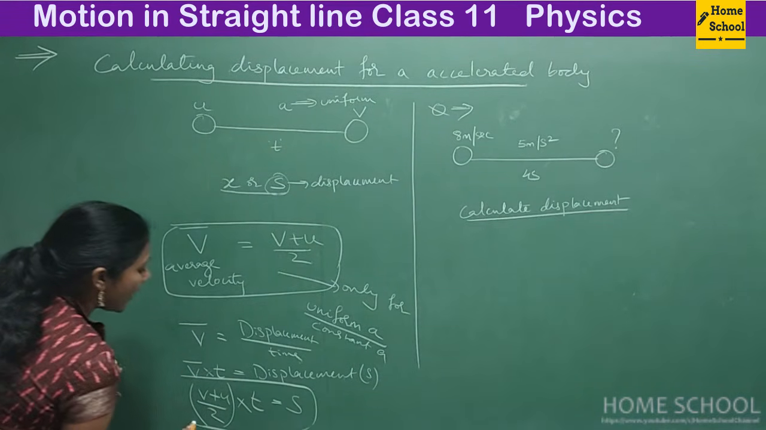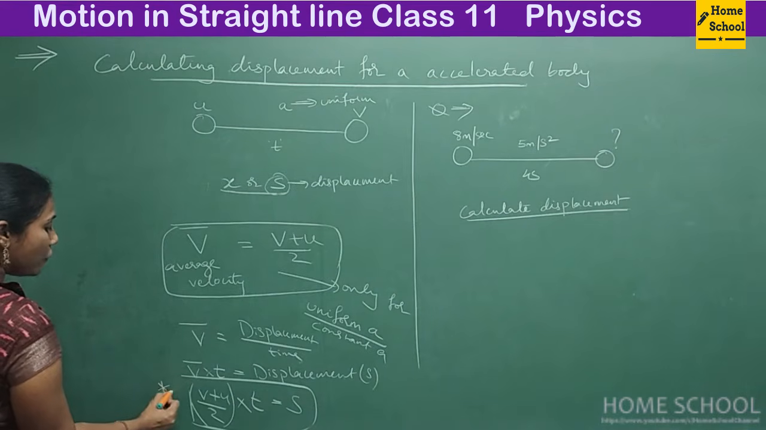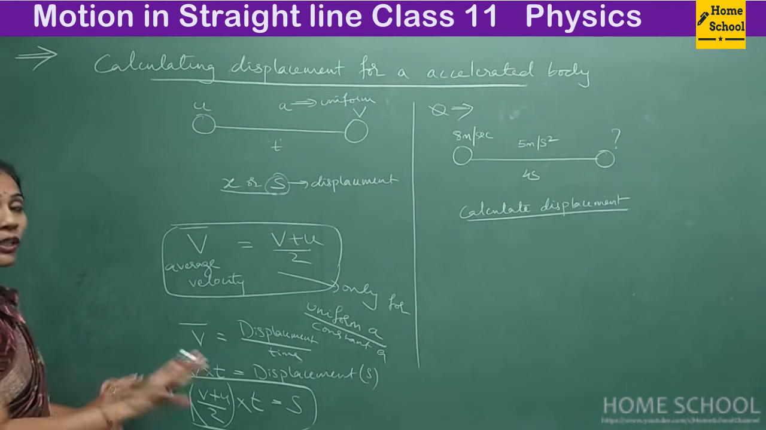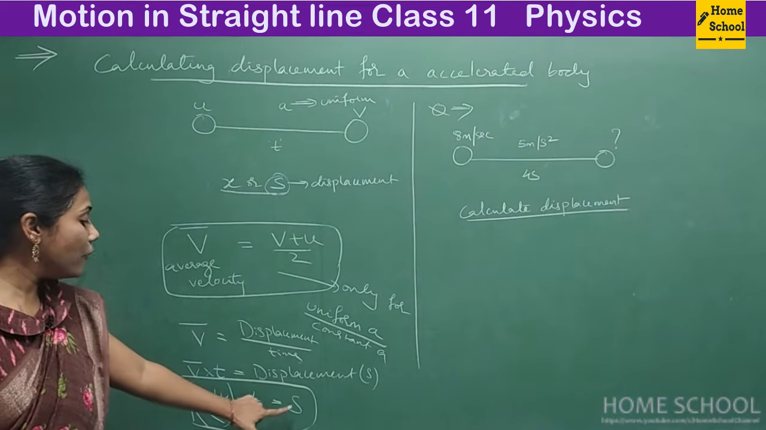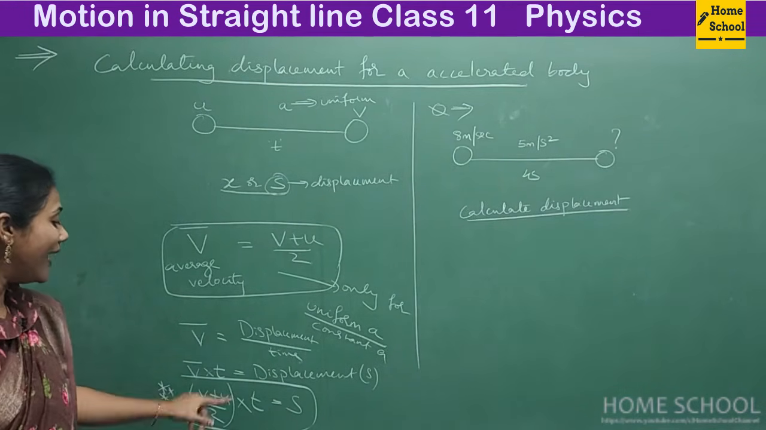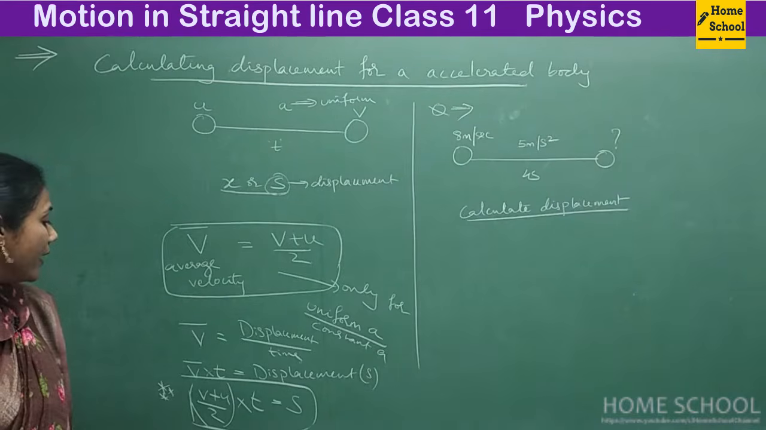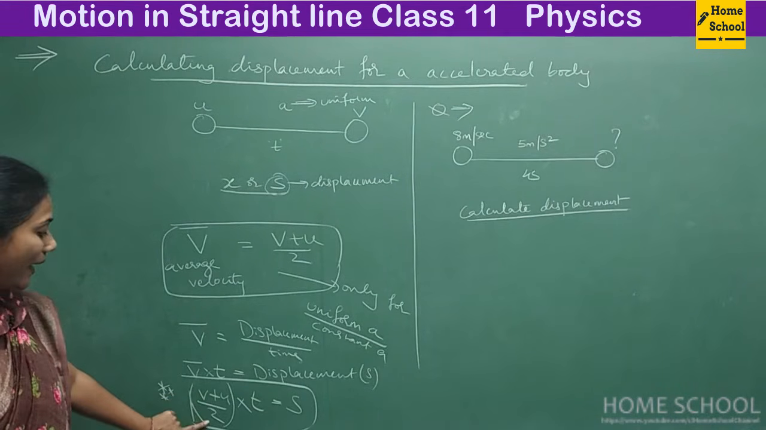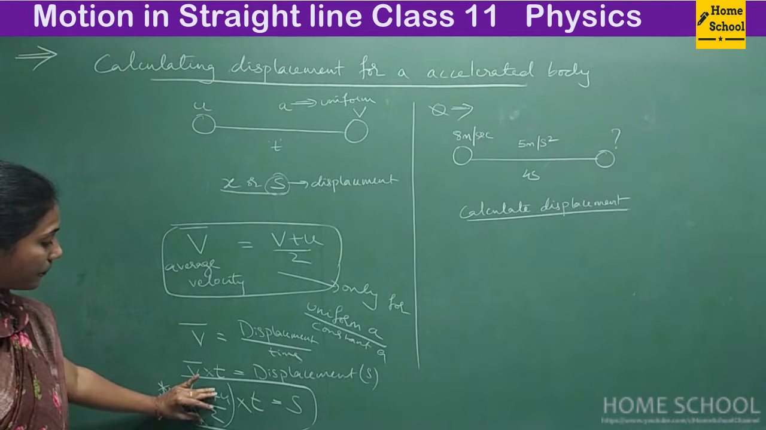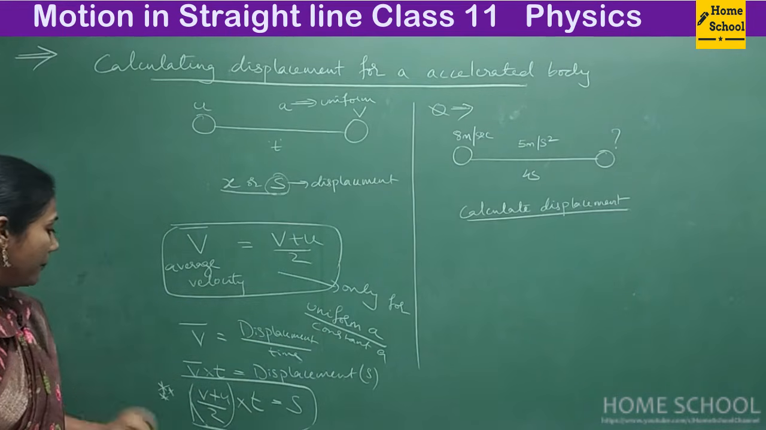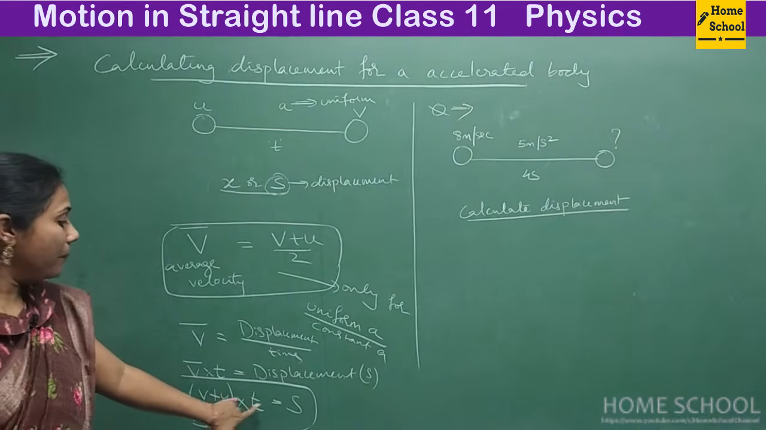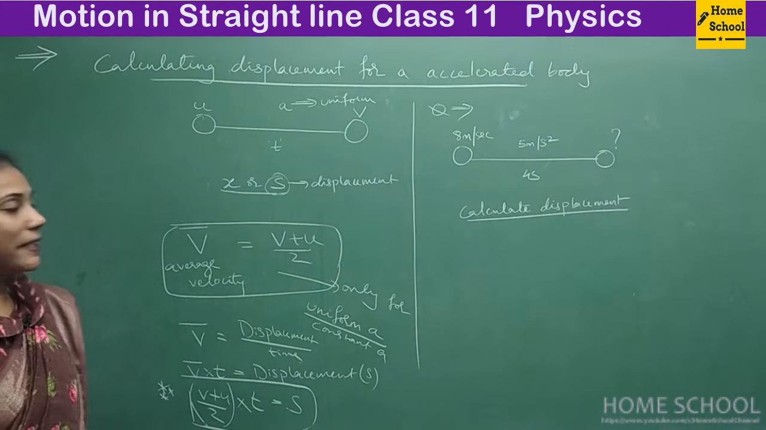So this is one very important formula that you have to remember always. So displacement can be calculated with this formula. It will help you so much. So (v + u) by 2, this is average velocity that you can calculate for a uniformly accelerated body, multiplied with time will give you displacement.